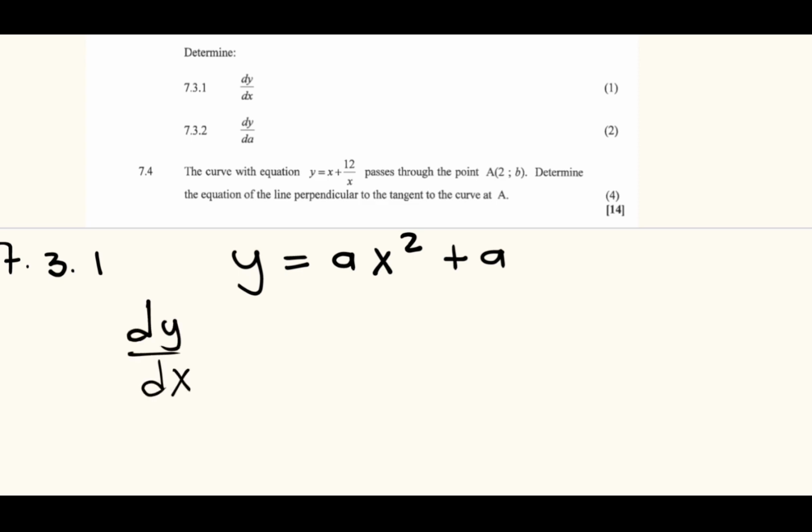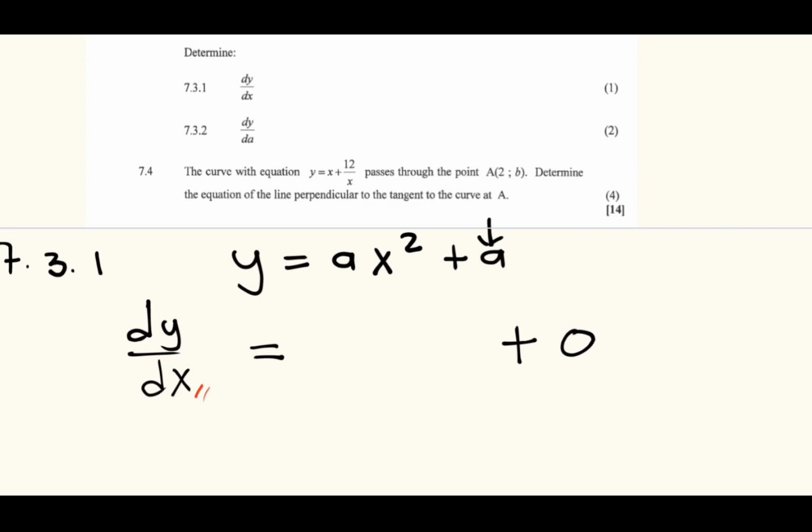Since we are differentiating with respect to x, any function which is not attached to x will be treated as a constant. So this a is not attached to x, so it will be treated as a constant, and the derivative of a constant is equal to 0. So we already know that the dy over dx of this a is equal to 0. So let's determine the dy over dx of ax squared.